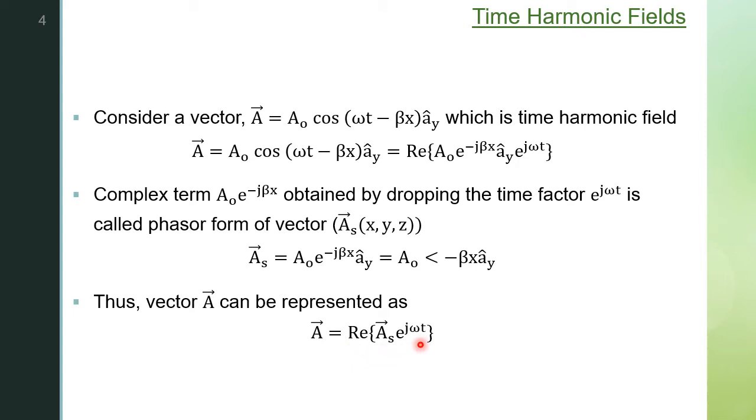When you consider time varying fields, if you want to separate the time factor, the e raised to j omega t will be taken outside, and the remaining terms will be called the phasor form of that corresponding vector. So now we have seen that the vector A can be represented as the real part of As e raised to j omega t. So As represents the phasor form of the vector and it is independent of time.